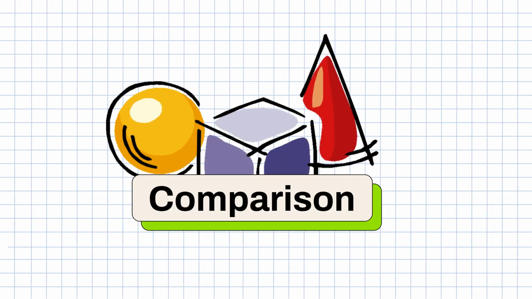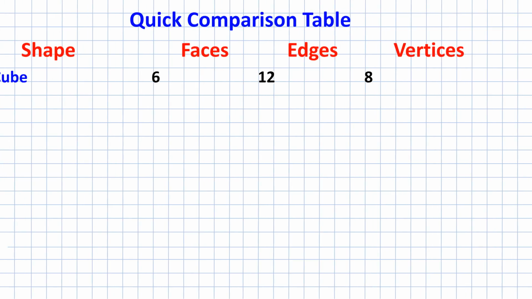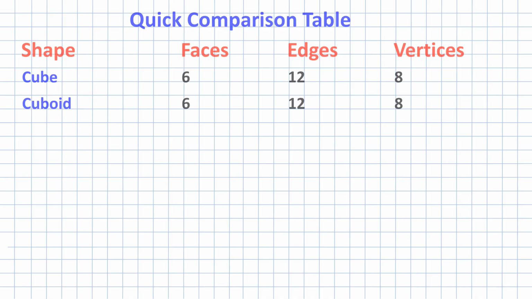Let's review the key properties of the shapes we've discussed using this quick comparison table. A cube has 6 faces, 12 edges, and 8 vertices. The cuboid also has 6 faces, 12 edges, and 8 vertices. A cylinder has 3 faces, 2 edges, and 0 vertices.